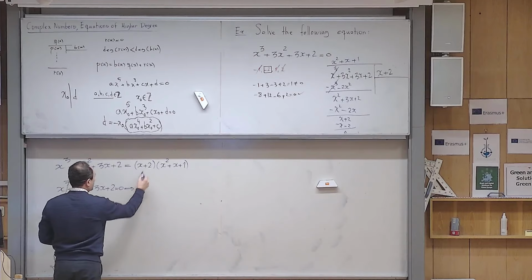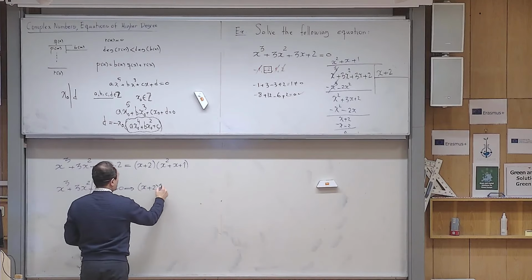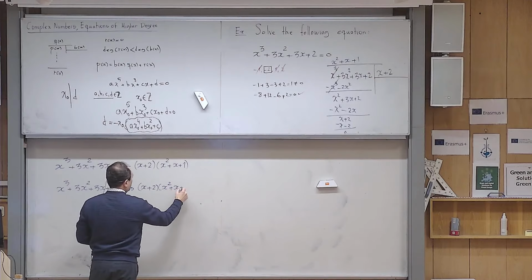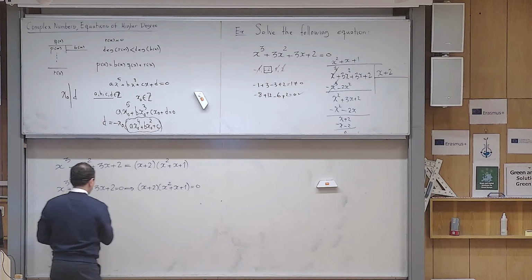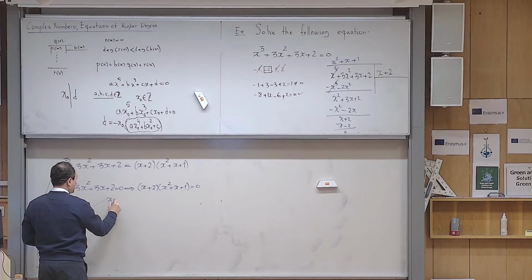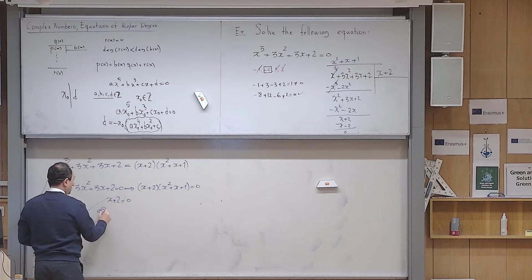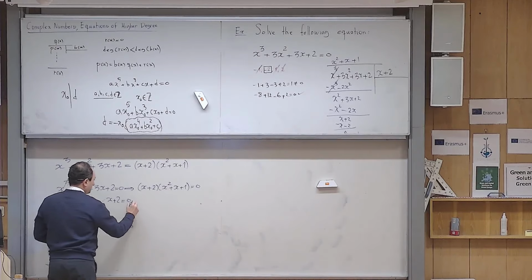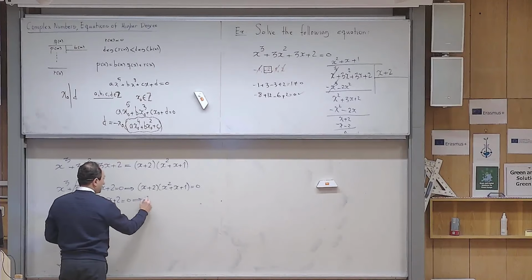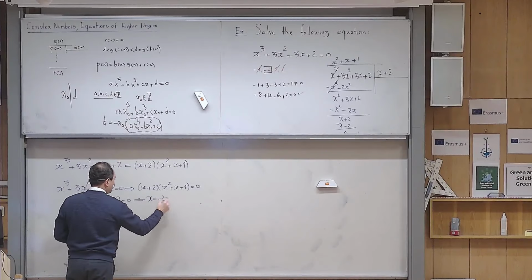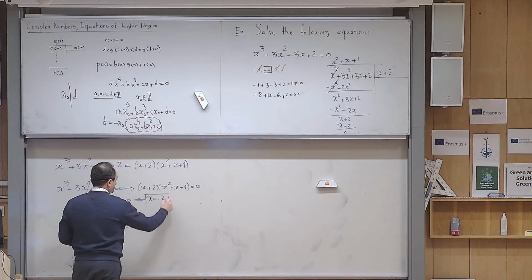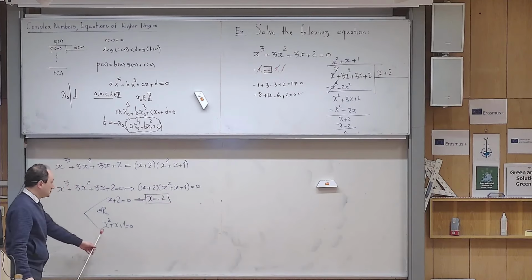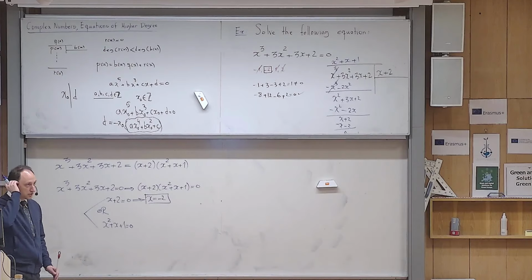what can I do? I can say that this is equal to 0 because they are equal. And this is a product, so it gives me two options. Either x plus 2 is 0, or x squared plus x plus 1 is equal to 0. Of course, this is not a surprise. I already knew that. Yes, this is just another confirmation. But this one you have to solve. But this doesn't have any problem.